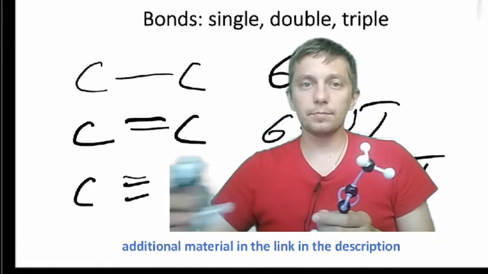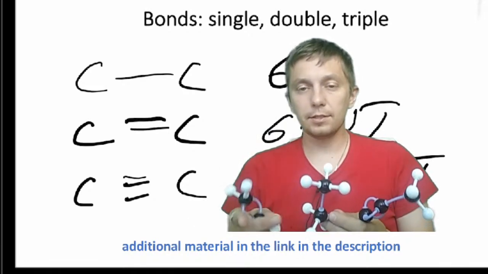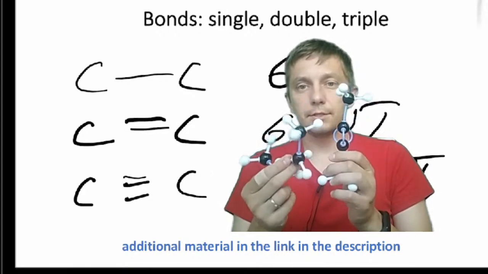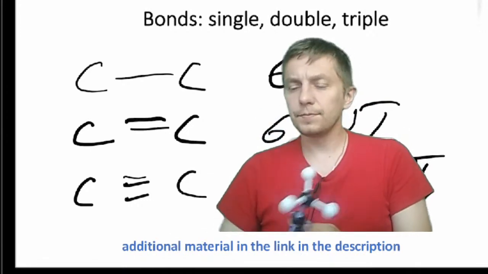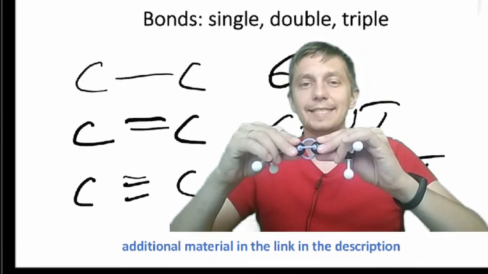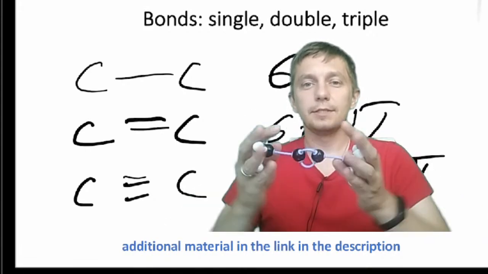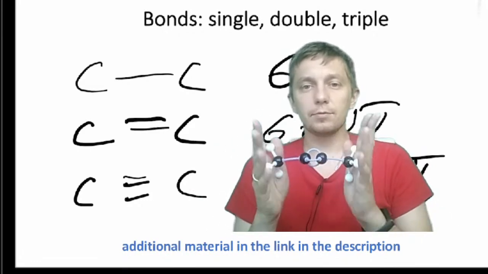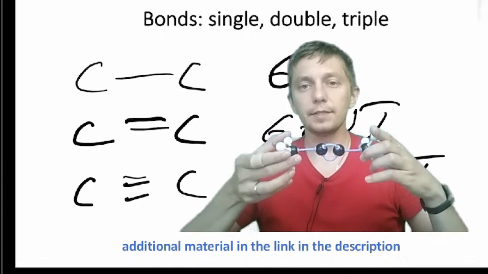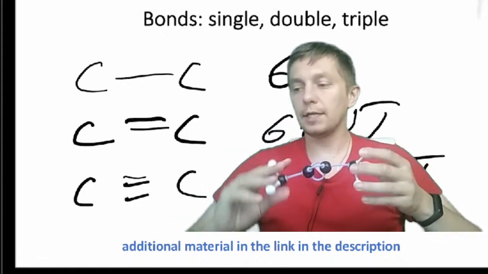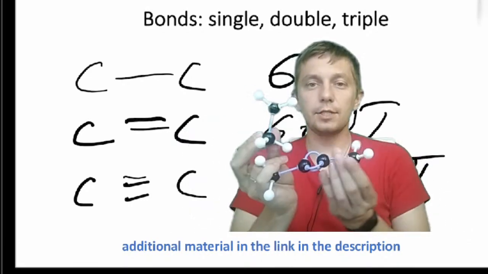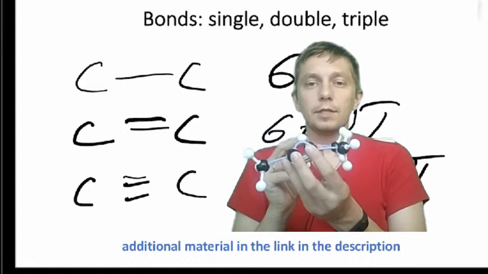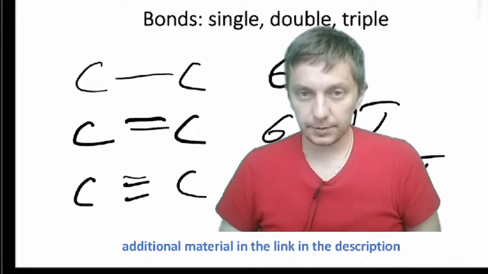So what we can see from double, single and triple bonds: single and triple bonds can rotate, a double bond cannot. To be very accurate, a triple bond itself can't rotate, but because compounds with a triple bond also have single bonds, they can rotate like with a single bond.